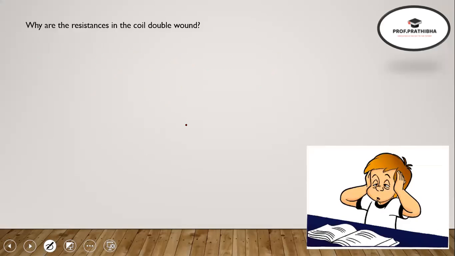Okay, second last question. Why are the resistances in the coil double wound? Can anybody tell me? You must have seen that whenever we talk about coils, we say we do a lot of winding in them. Any idea? Anybody? Why are resistances always double wound?